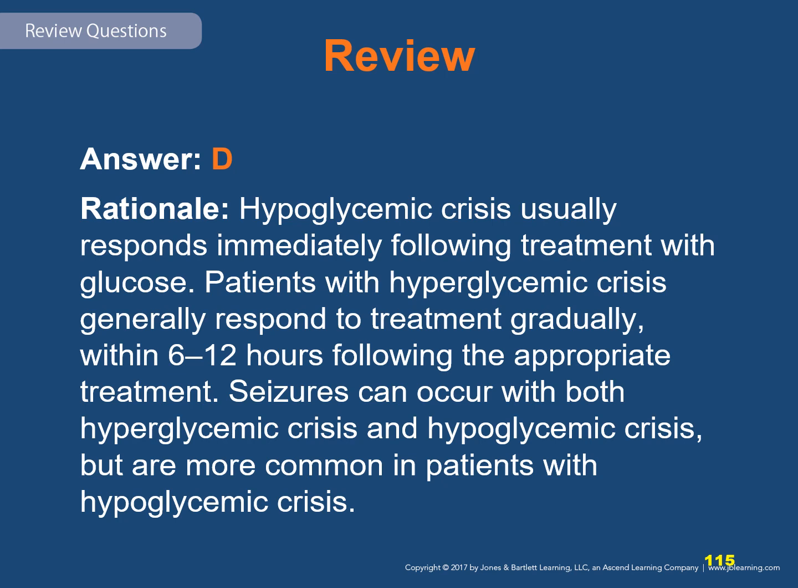Hypoglycemic crisis usually responds immediately following treatment with glucose. Patients with hyperglycemic crisis generally respond to treatment gradually within 6 to 12 hours following the appropriate treatment. Seizures can occur with both hyperglycemic crisis and hypoglycemic crisis, but are more common in patients with hypoglycemic crisis. Let's look at the incorrect answers.